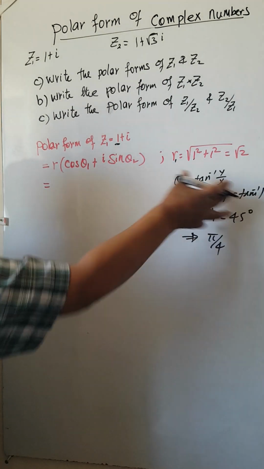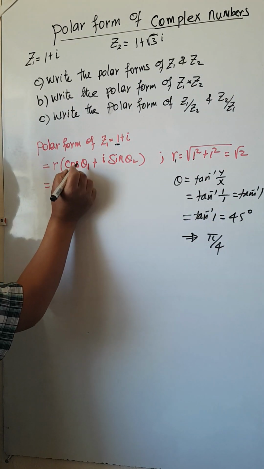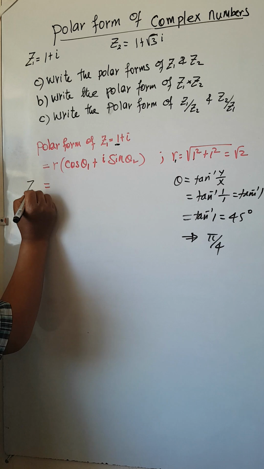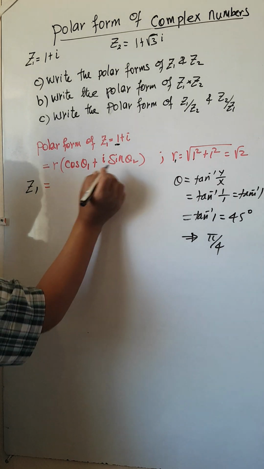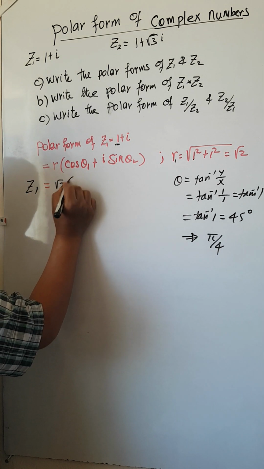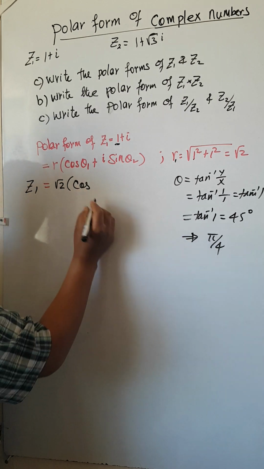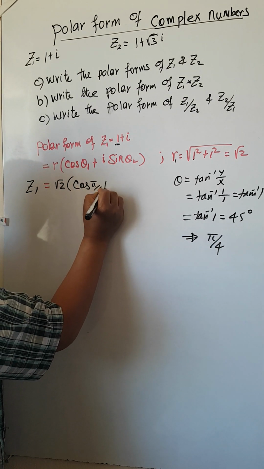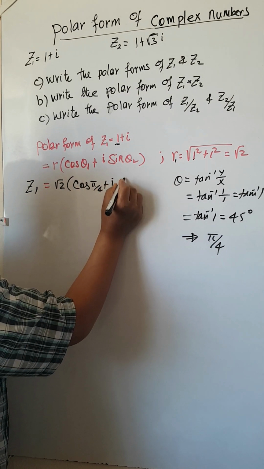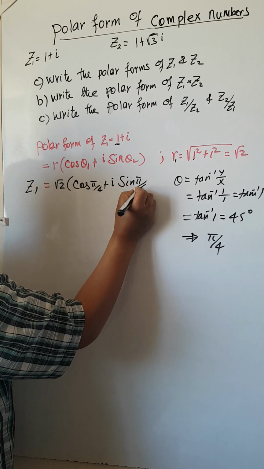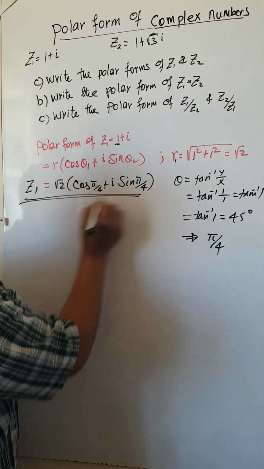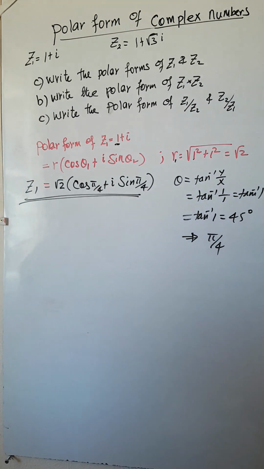So using all this information, we can write the polar form of z1. z1 is equal to square root of 2 times cosine of pi over 4 plus i times sine of pi over 4. This is the polar form of z1.